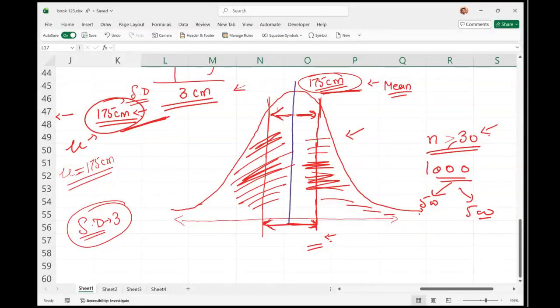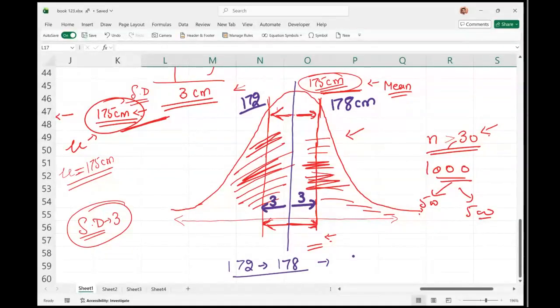So this was the mean line, and we went 3 centimeter to the left and 3 centimeter to the right, which means this point becomes 172 centimeter and this point becomes 178 centimeter. So from 172 to 178 centimeter, the middle 68% of the data will lie between 172 and 178.